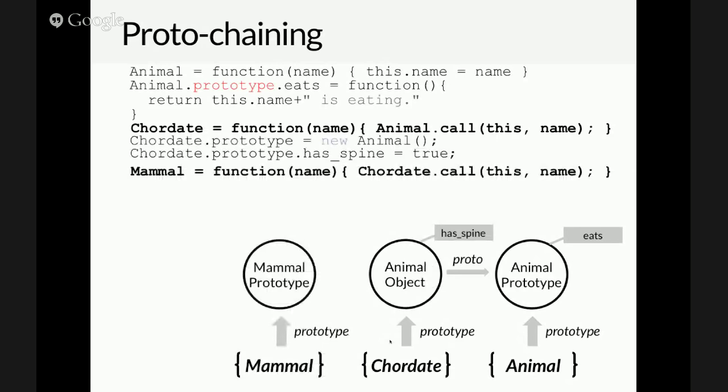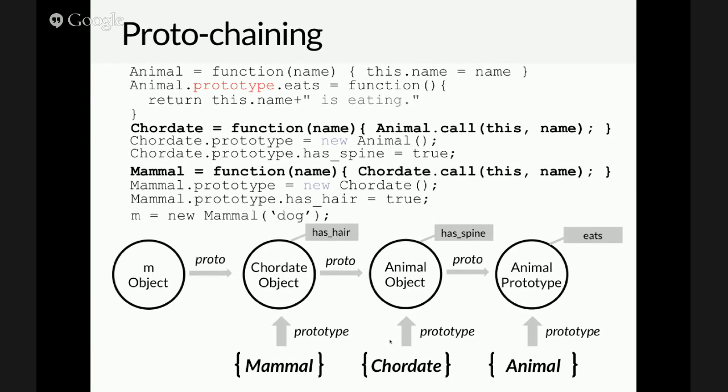So if we step through this again down to mammal's function, we can see it's doing exactly the same thing. It's just going to call coordinates with its context and arguments. Same chain will be set up, but we don't have to rewrite any functionality. So if you have a ton of functionality in animal, coordinate and mammal can still reuse those functions.